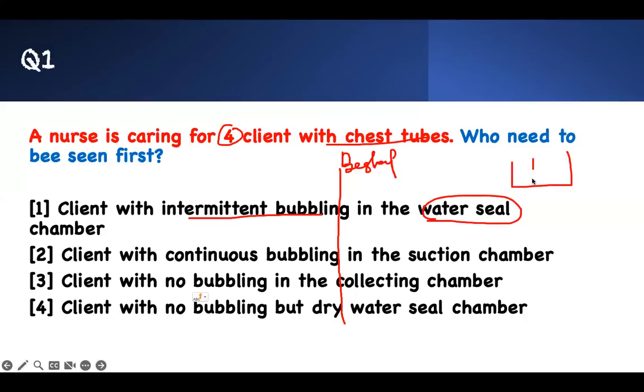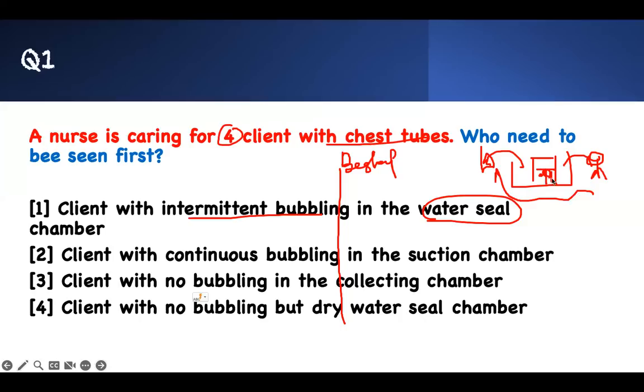Chest tube is divided into three. Okay, this is the collection. This goes to the patient. Okay, this is the suction. It is connected to a suction. And this is the water seal. This is what prevents air from escaping into the patient. It allows air to move from the patient and go this direction. And so we should have some water here.